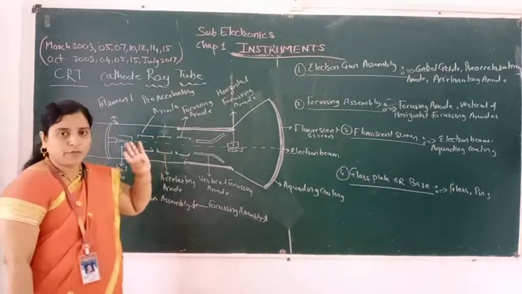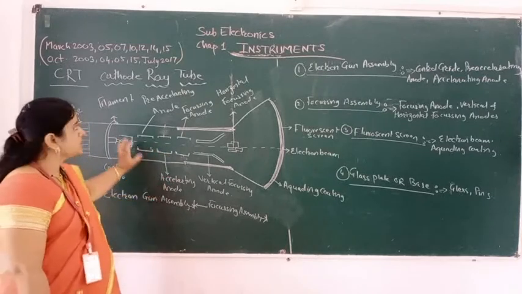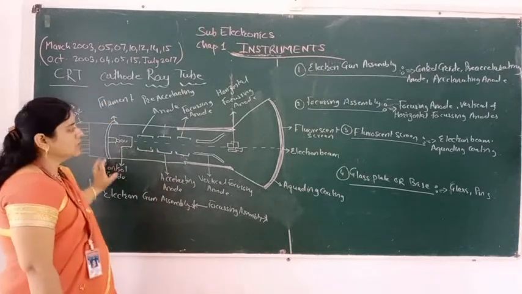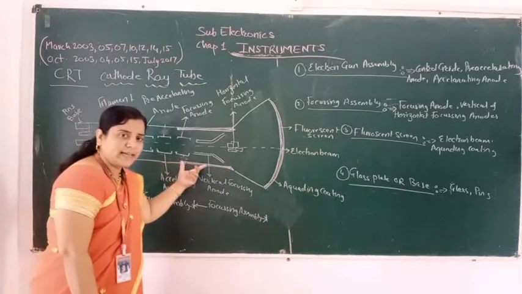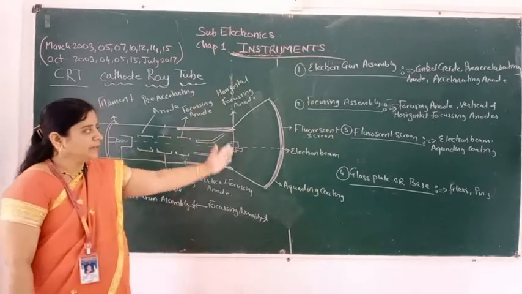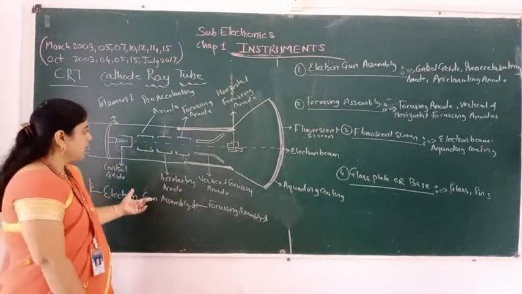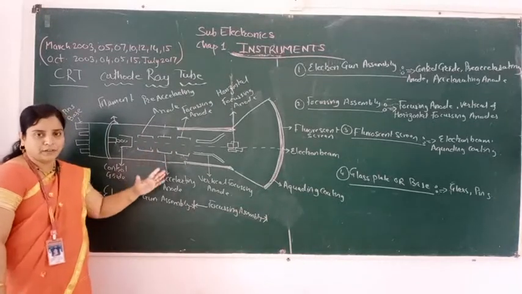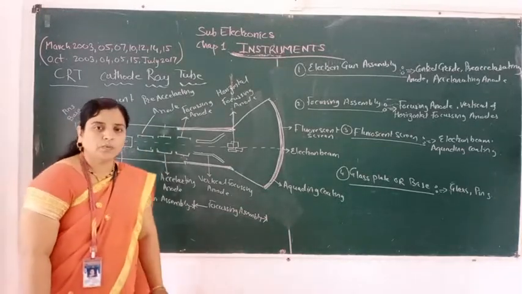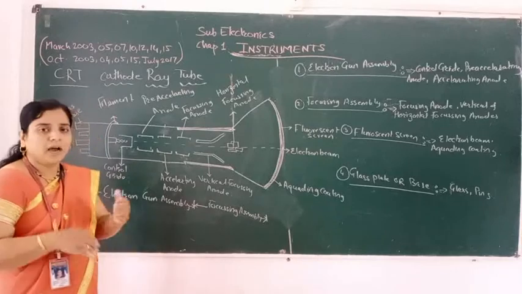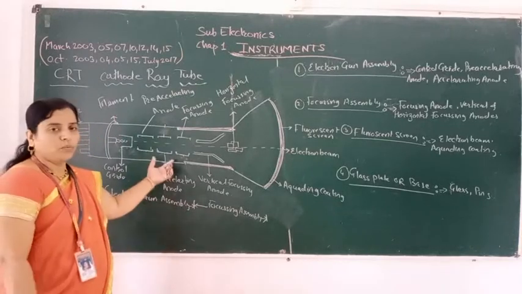It is asked for 4 marks. See how to write: first, you have to draw this diagram, then label this diagram, then divide it into the 4 parts. And one by one we will see how it works. Now we will see the working: what happens and how this CRT works.